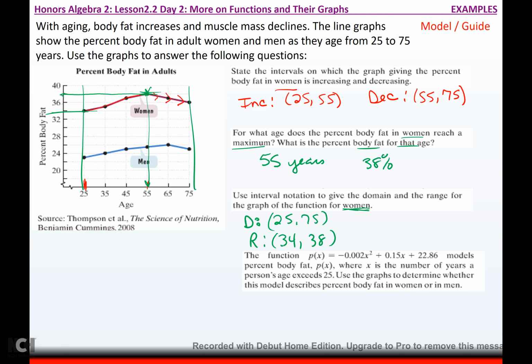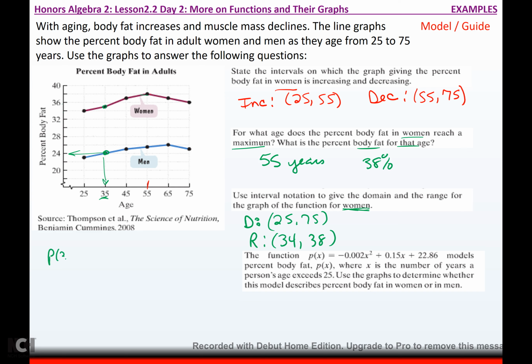Okay, let's pick, I don't know, let's pick this point. Let's pick a point easy to read. Okay, so if I plug in the man's age of 35, I should get 24. If I do, then the model is fitting this. If I don't, I'll check the same point on the women and see if that one works.